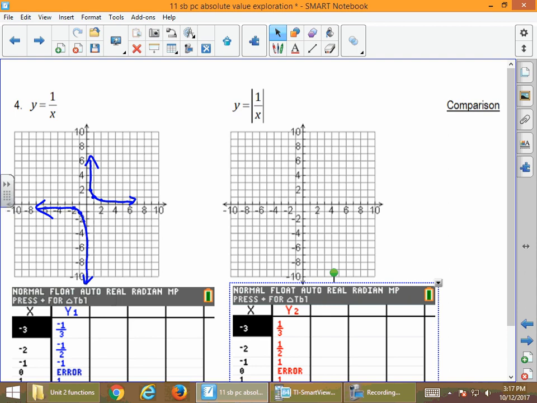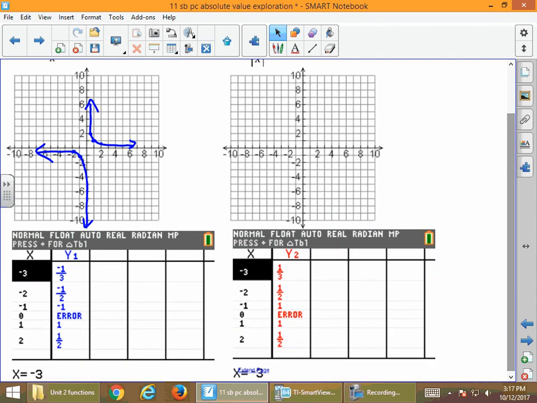I haven't really pointed it out, and I do want to point it out a little bit more here. If you notice, we had negative 3, negative 1/3 in the original function, but now we have negative 3, positive 1/3, because we took the absolute value, and the absolute value doesn't put up with negativity. We had negative 2, negative 1/2, but now it's positive 1/2. We had negative 1, negative 1. We took the absolute value. Now it's negative 1, positive 1.